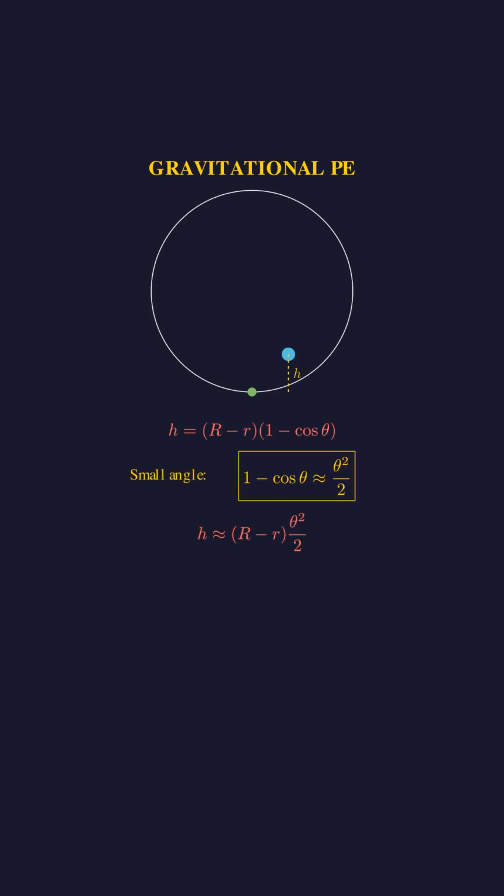Gravity. The disk center has risen by a height h. For small theta, h equals (R minus r) times (1 minus cosine theta), which approximates to (R minus r) times theta squared over 2. So gravitational PE is mg times (R minus r) times theta squared over 2.